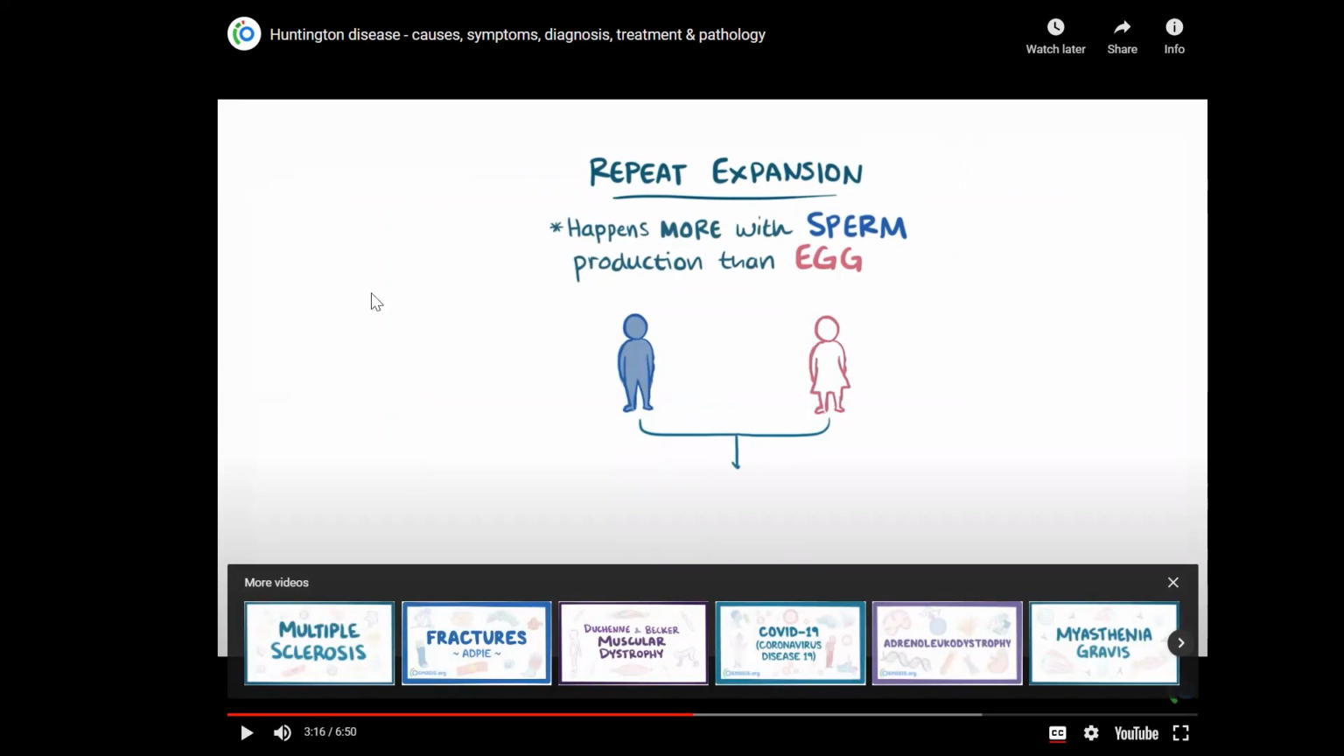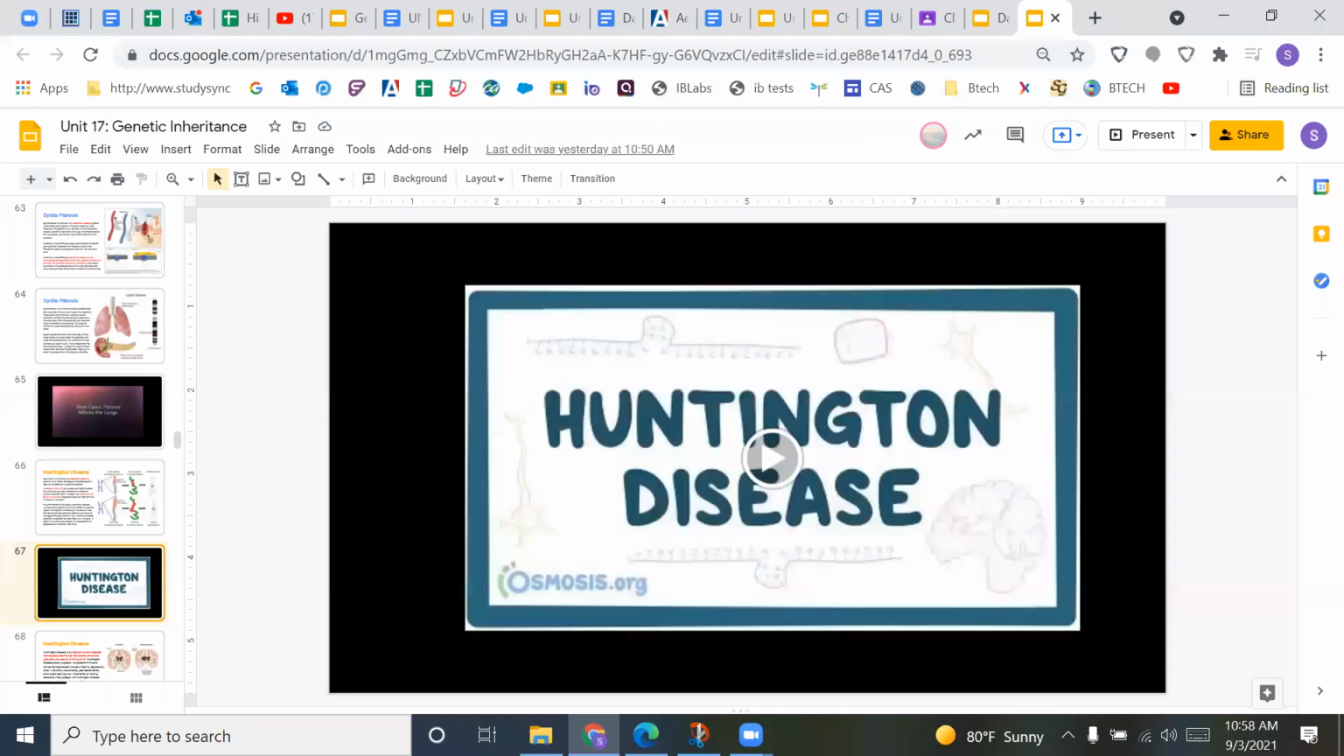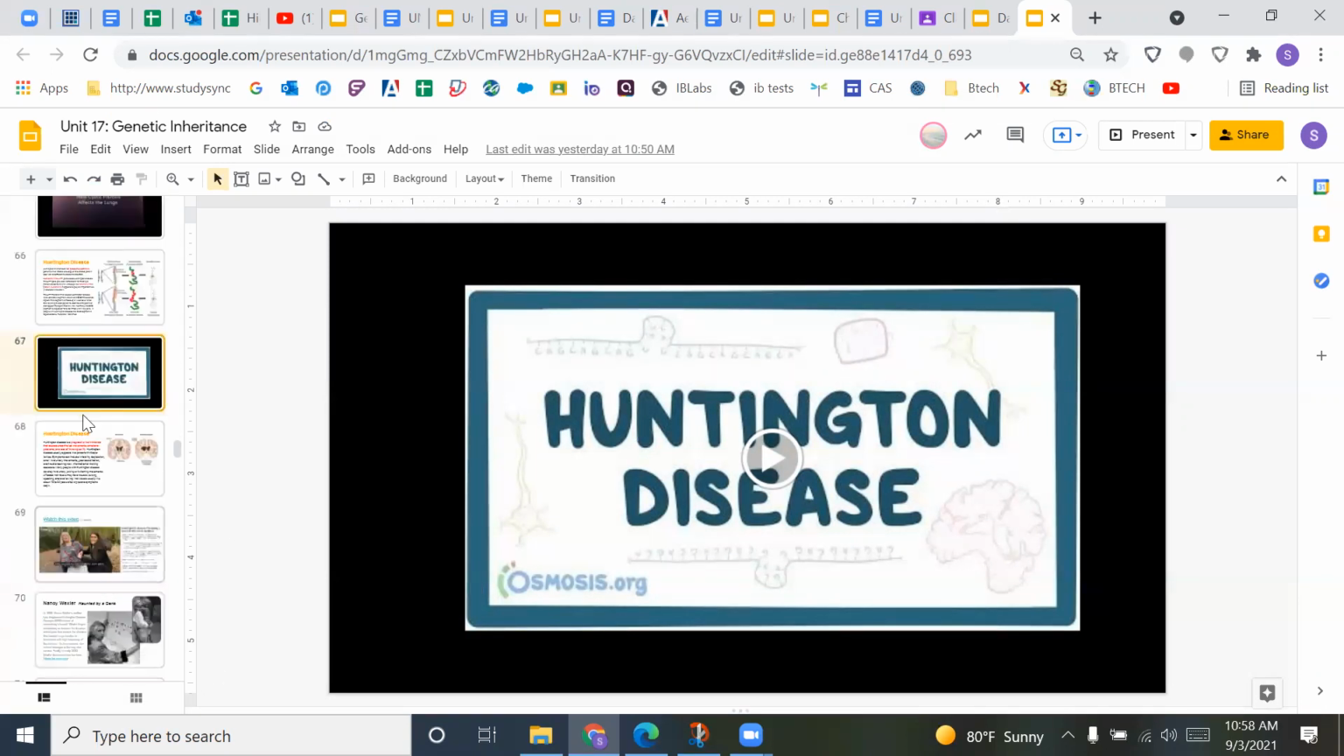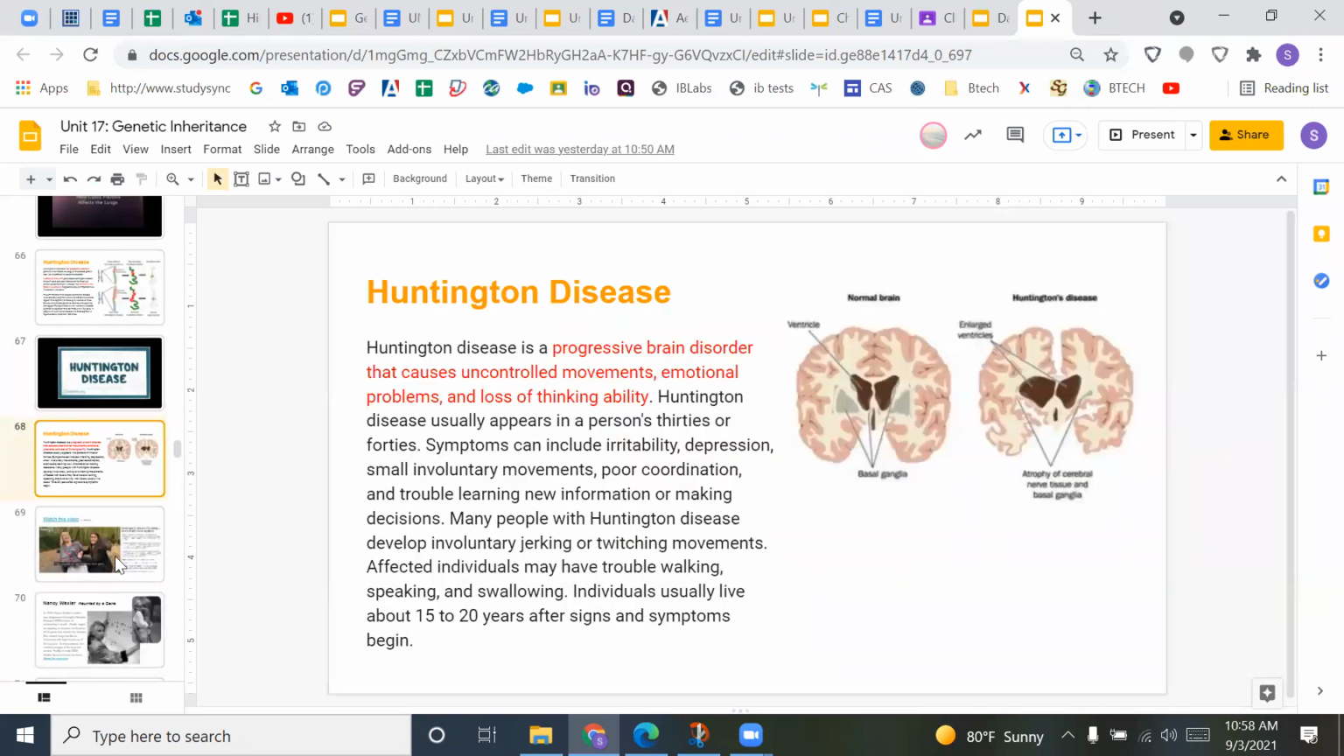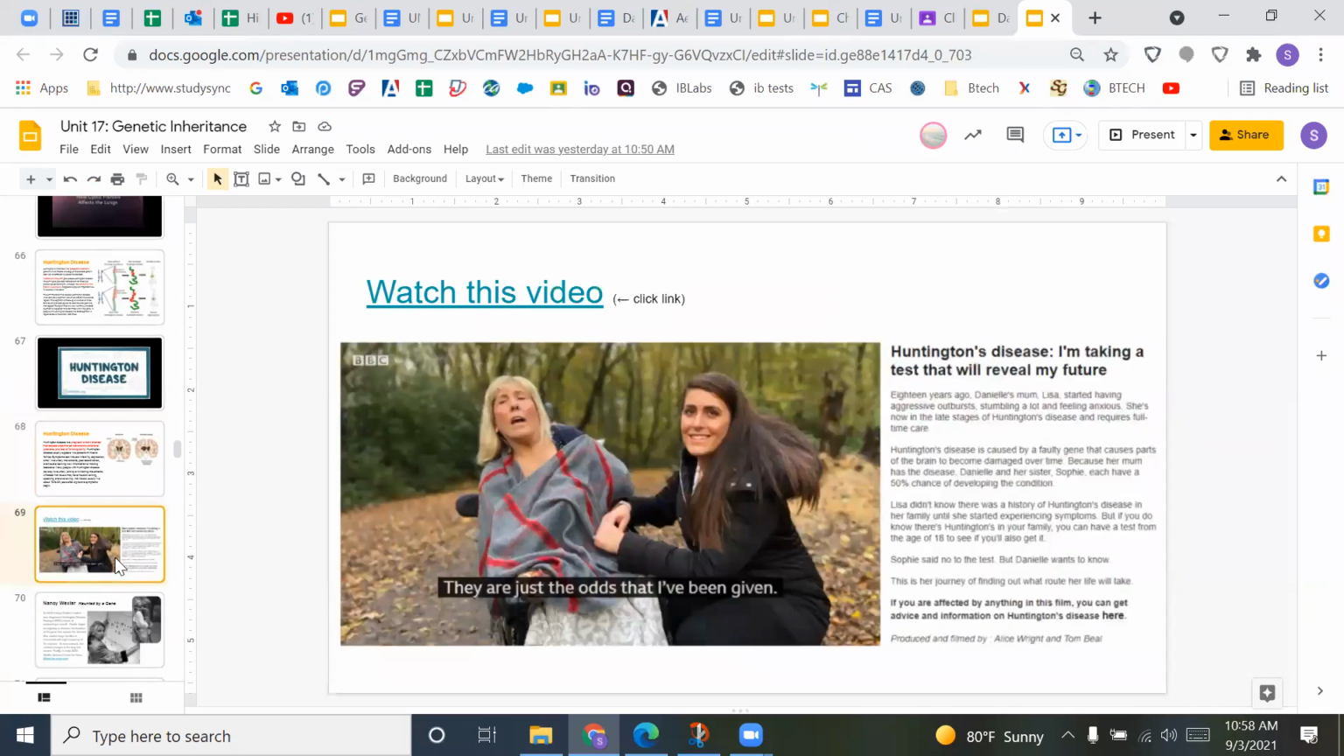So one of the issues with Huntington's is if you don't have symptoms until your 30s, oftentimes people have already had children by then, right? So that's one of the reasons why it stays pretty prominent, even though it's a dominant disorder. But yes, we did talk about how you can test for it.